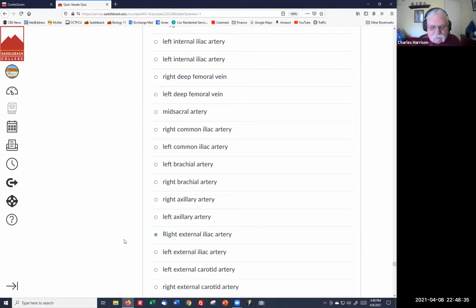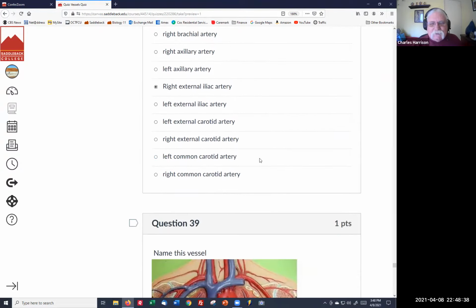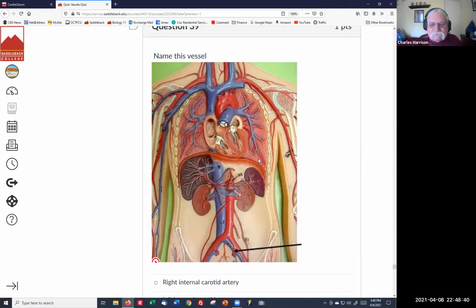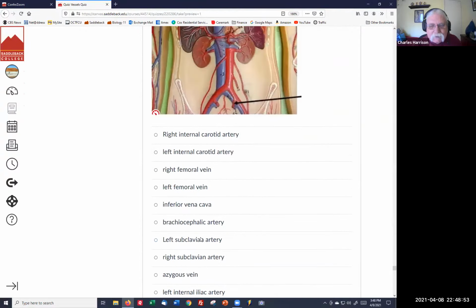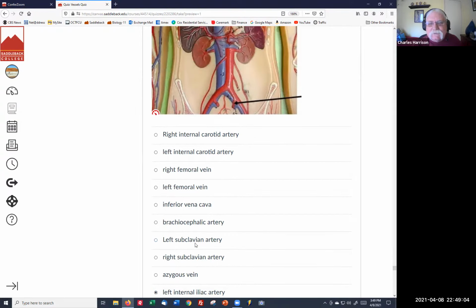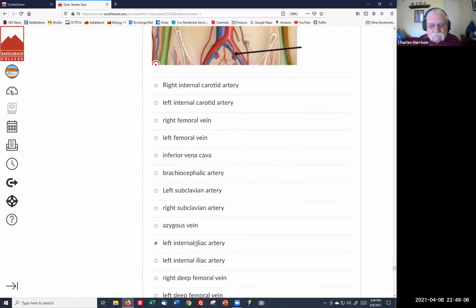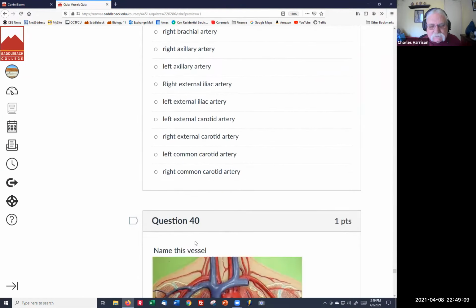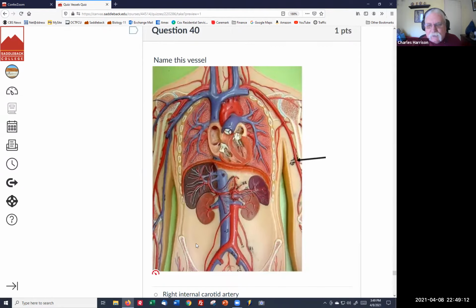There it is. There it is. Okay. 39. It is pointing to red. So this is going to be left internal iliac artery. That's it. 40.